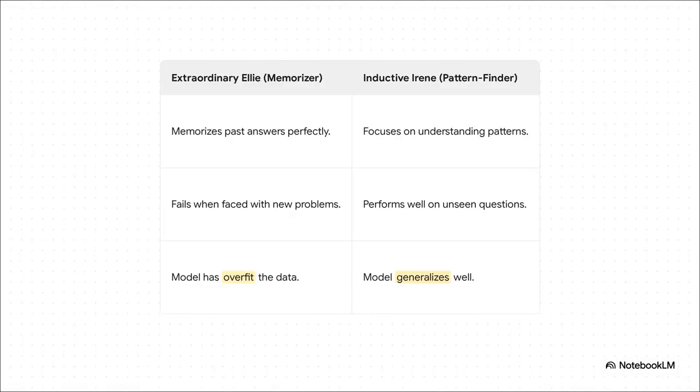Let's think about it with an analogy. Picture two students. You've got Extraordinary Ellie, the memorizer. She crams the answers to every old exam. She'll get a perfect score if she sees those exact questions again, but give her a brand new problem and she's totally lost. Then you have Inductive Irene, the pattern finder. She works to understand the concepts. She might only score a 90 on the old tests, but she'll also get around a 90 on a completely new exam because her knowledge actually generalizes. In machine learning, we always want to build an Irene, not an Ellie.